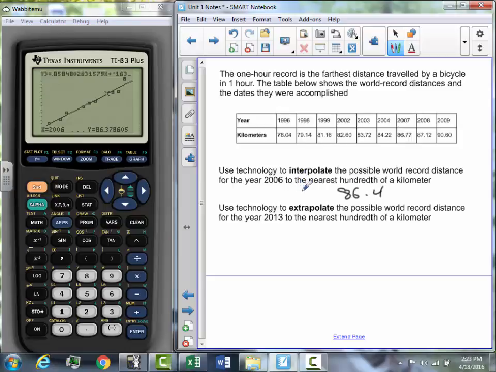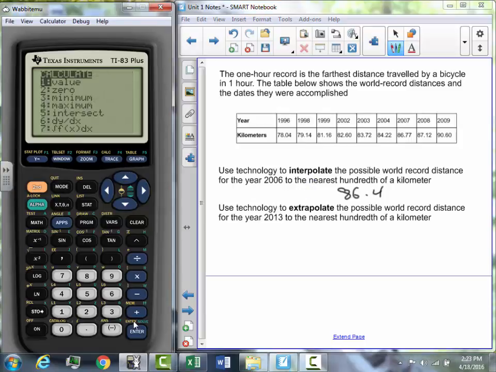Well, that's an interpolation. Let's try an extrapolation. Second calculate the value in the year 2013. And my calculator says invalid. Anybody know why? Anybody figured out what interpolate and extrapolate mean? What does inter kind of mean as a prefix? Within. If you're interpolating, you're trying to find another value within your data set. What's your window going from? Well, if I take a look at my window here, my window is going from 1994 to 2010. So I was looking for a number within my data set.